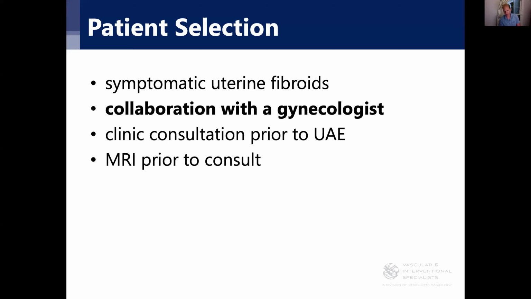We always have a clinic visit. We talk to them about the procedure. We review all their prior imaging, usually ultrasounds, and either prior to the consult or actually after the consult, they get an MRI. And an MRI is really important in uterine artery embolization because it's telling us all the things that we're not going to see because we're not opening the patient up and looking surgically.